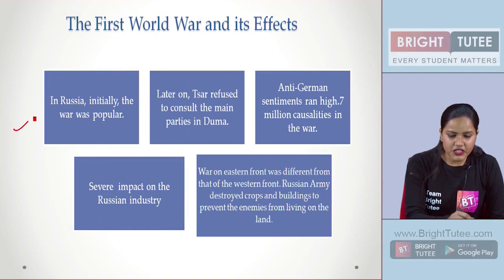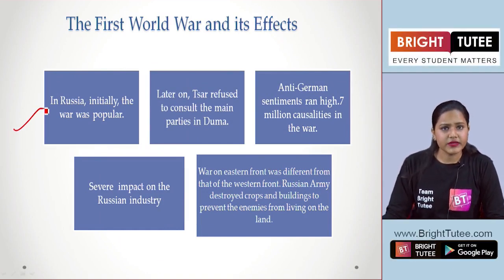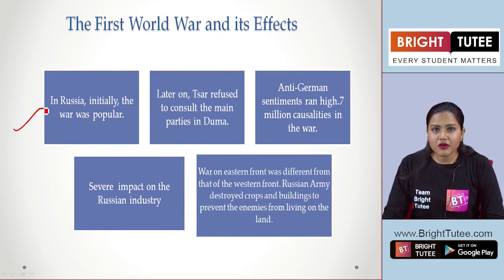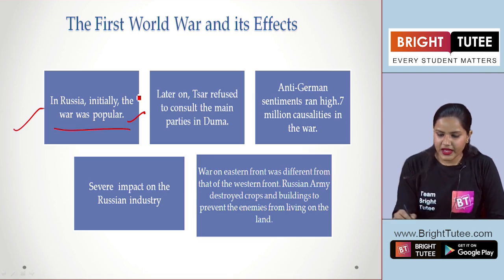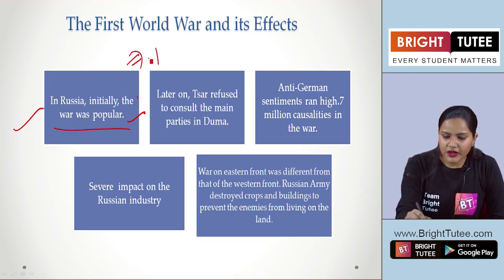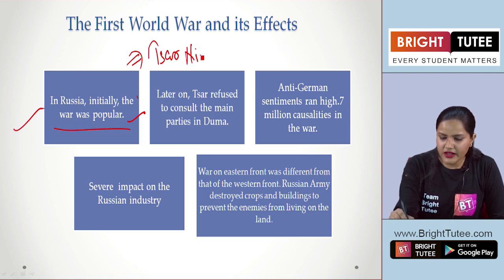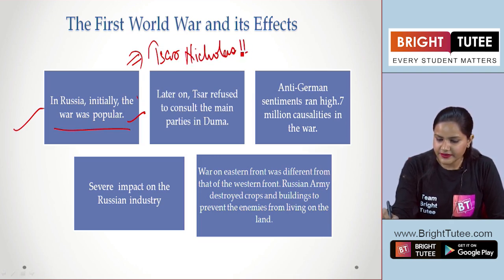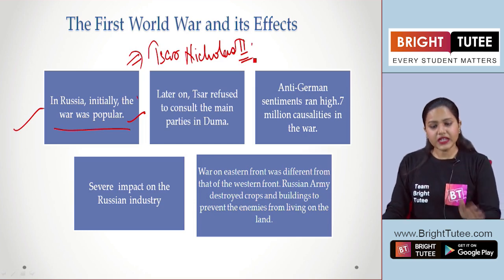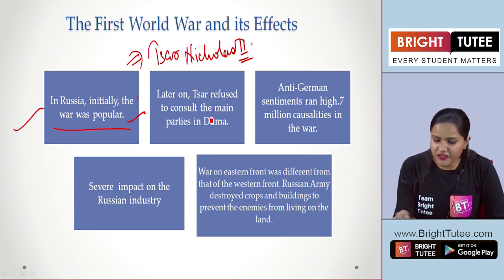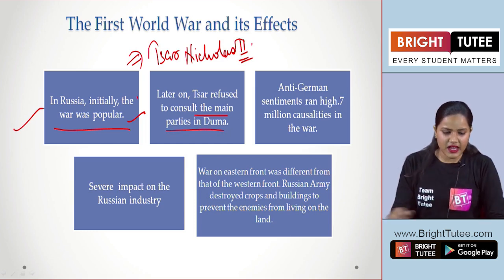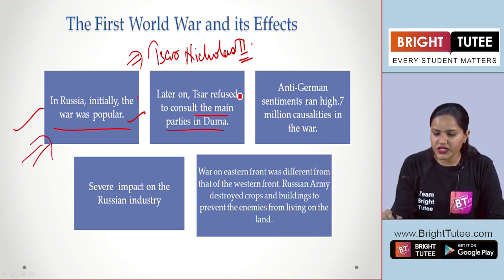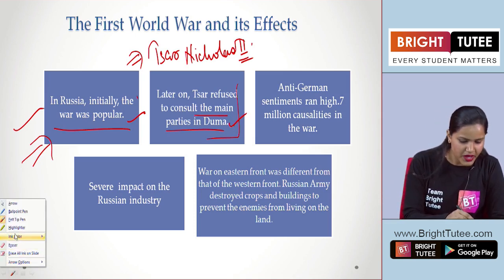Now, in Russia, initially the war was popular, definitely. We see that the war was popular initially, and everyone rallied around Tsar Nicholas II. But later on what happened? As the war started and was going on, the Tsar refused to consult the main parties in the Duma.